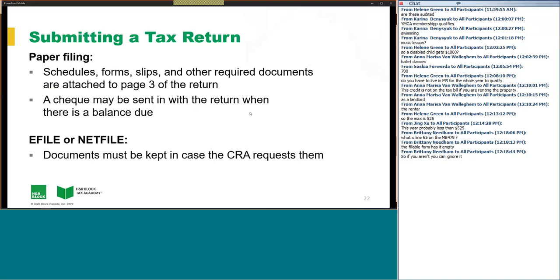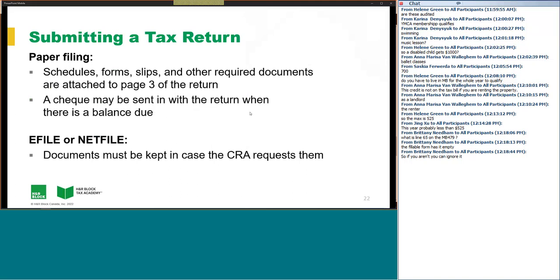You can do paper filing, or you can do e-file or net file. If you're e-filing and net filing, you don't need to send in all the documents, you just have to have them. So you will e-file all of the schedules and the worksheets, but you're going to keep your receipts. If you're paper filing, you have to include everything that you need to support it with the tax return.